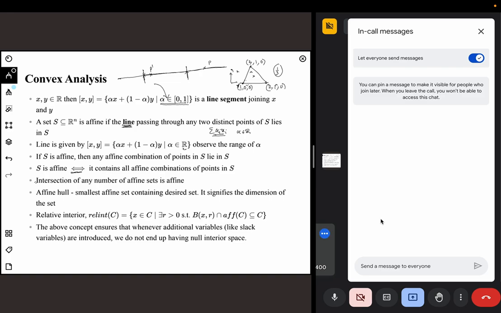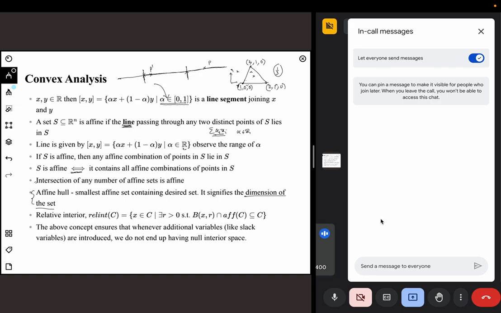So the next concept is the affine hull. The affine hull is basically the smallest affine set containing whatever your object is. You can have a high dimensional problem, and you want to understand the dimension, which is basically the number of independent things with which you can describe that particular set. Then the affine hull is the smallest set that can describe all the elements in your case. We will take an example of this once we start solving problems.